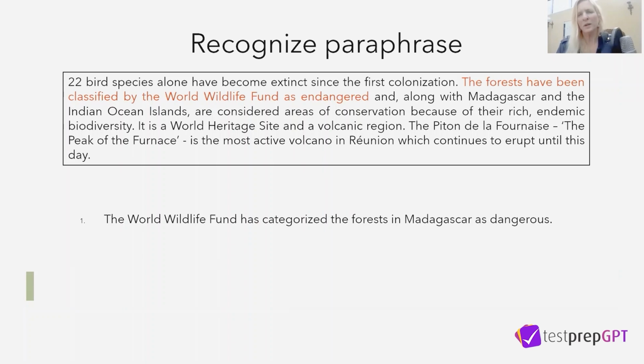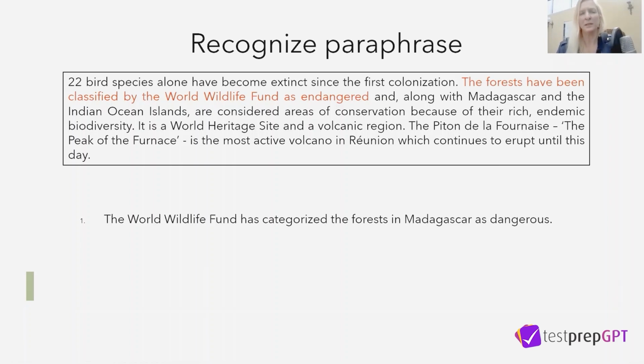So let's move on to recognizing paraphrase. Recognizing paraphrase means identifying sentences that have the same meaning, probably using synonyms, different terms, different ways of saying the same thing. So let's take a look first at this new paragraph.